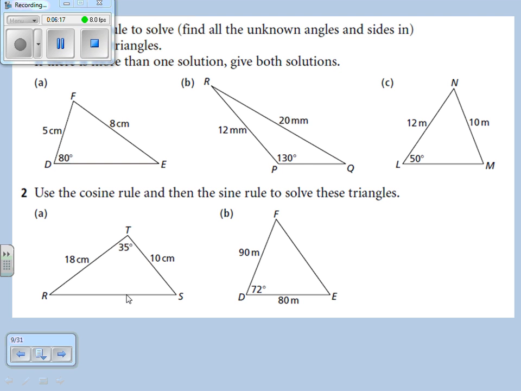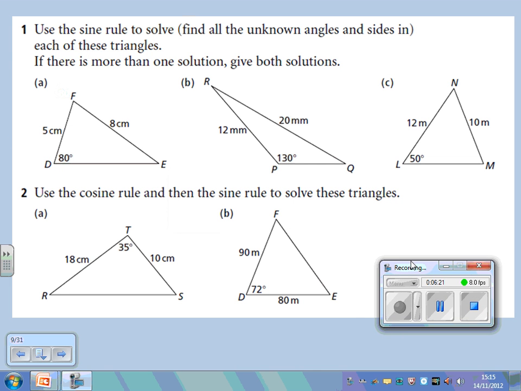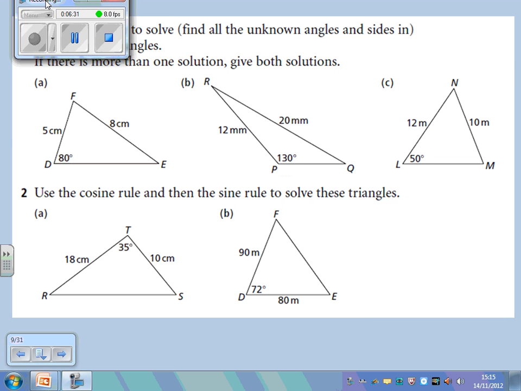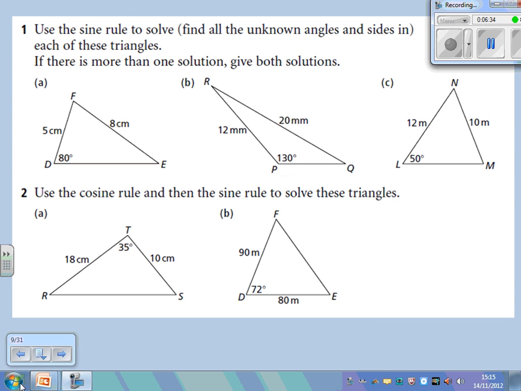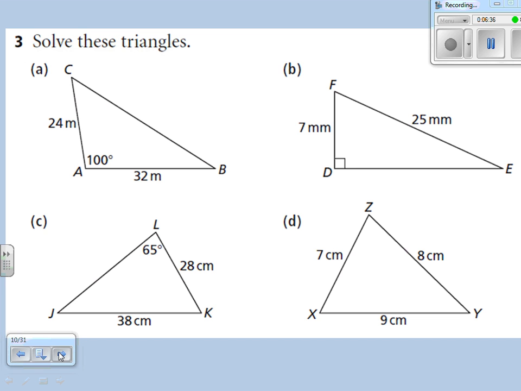If you want to do some practice of those, here's a sheet that you could look at. Just pause now and try these. And continuing, here's another sheet here where you can actually use the cosine rule to try and do a couple of them as well.